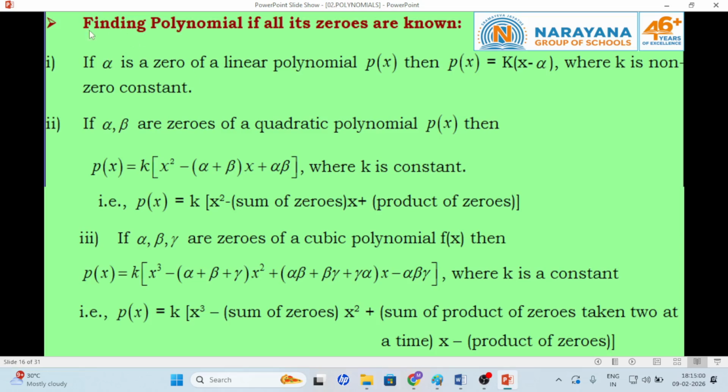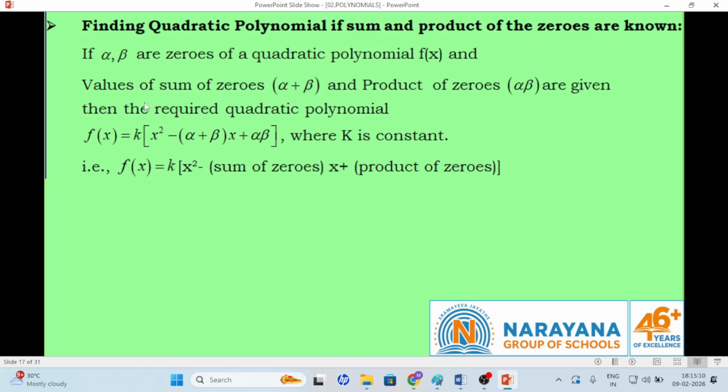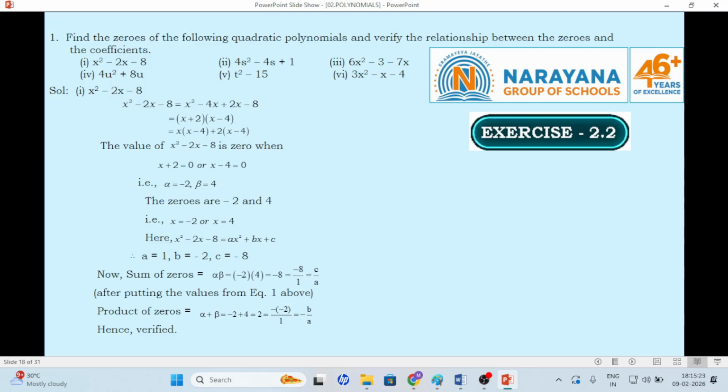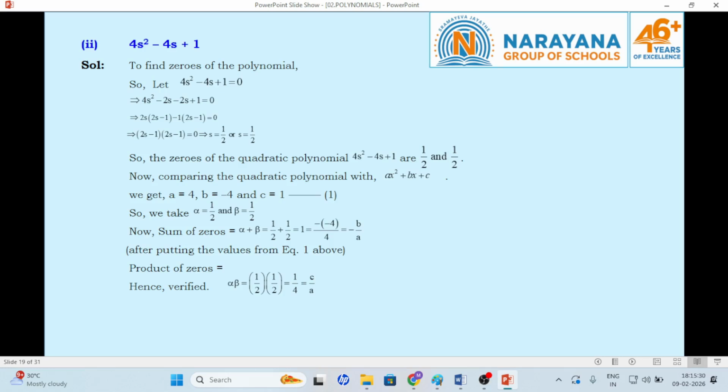Then it is about the standard forms for the quadratic equation when the roots are given, or when the sum of the roots and product of the roots are given. Now we are going to find the quadratic polynomial if the sum and product of the zeros are known. This is one of the 2 more questions for this. So from that we are going to use the same concept to find the roots, to find the zeros.